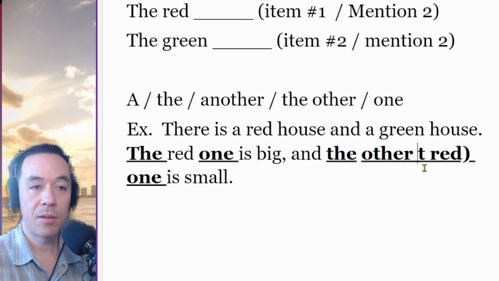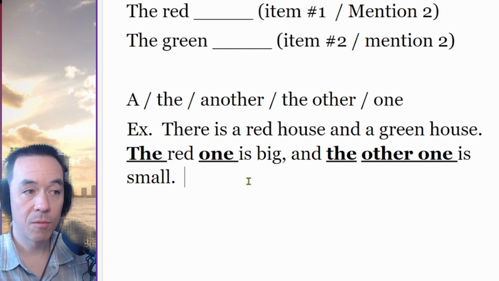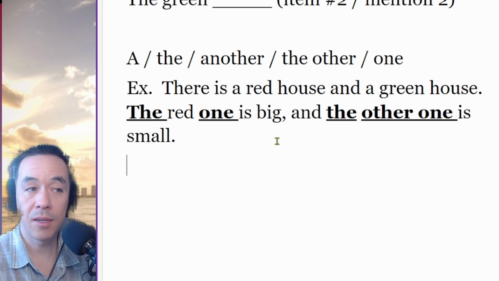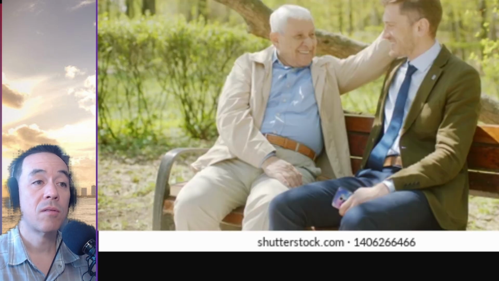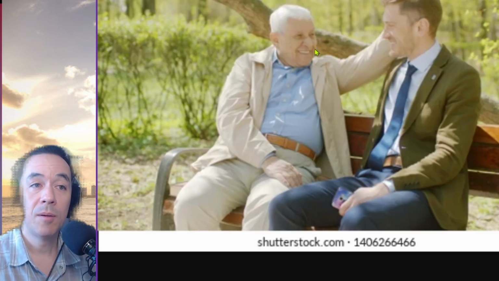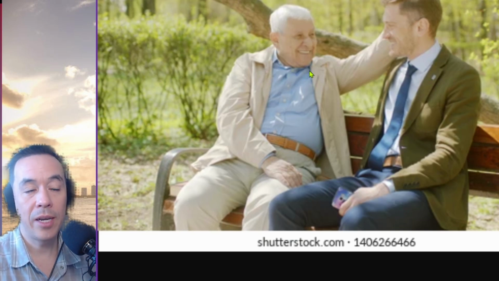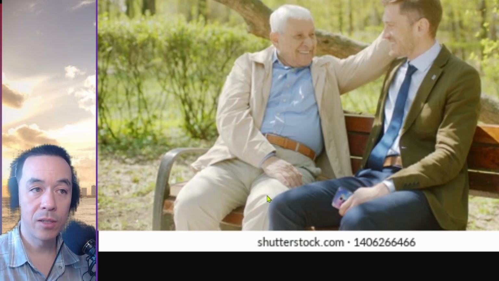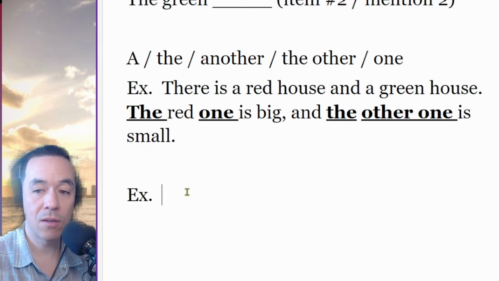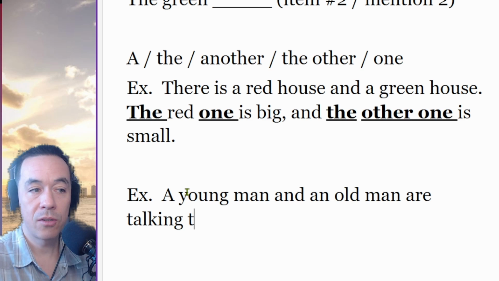So I would say, let's clean this up. Okay, the red one is big, the other one is small. The other one, yeah, that's what I would say, I think. Let's look at another photo. I got this from the internet. So I got two men who are, of course, different clothing, different ages, different hair. So yeah, there's lots of language we can make from this. Let's start very simple. So a young man and an old man are talking to each other, right?